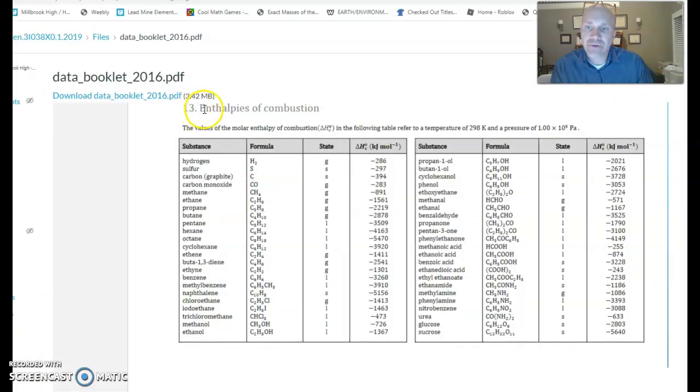So if we look at table 13 in the data booklet, you'll notice that they list a value for the enthalpy of combustion of hydrogen. All right, and so that value is given right here. But one thing you need to remember is that these numbers are per 1 mole of whatever the molecule is that's being combusted. So this would be for a reaction when you have 1 mole, or 1 as a coefficient in front of the hydrogen.